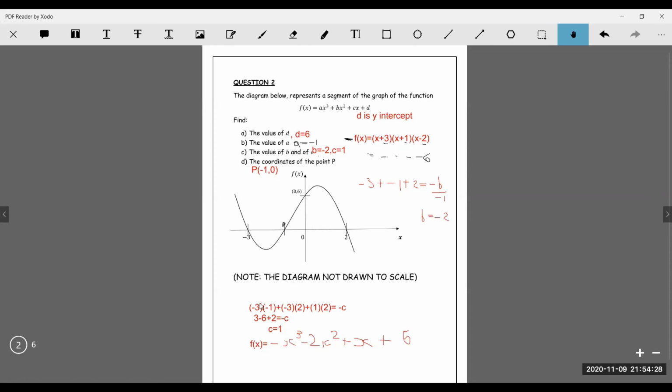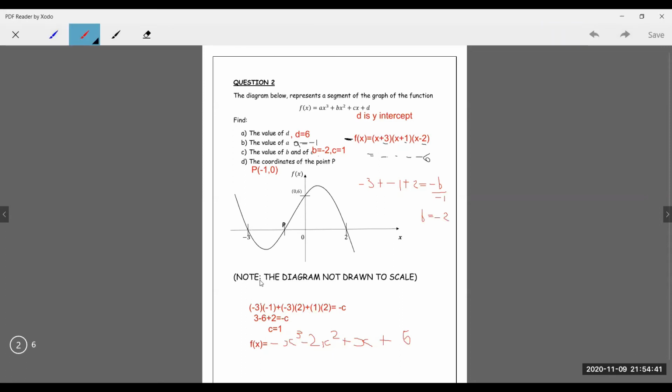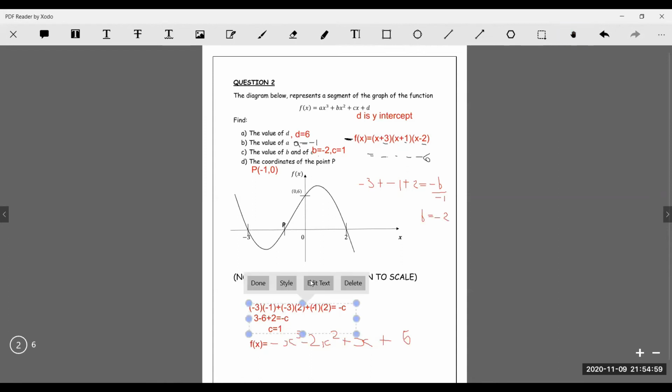Let's see our mistake. Minus 3 times minus 1 plus minus 3 times 2. All right, aha, here's the mistake now. 1 is not a root, it should be negative 1. So if we change this to negative 1, it makes the big difference. So scratch this. This part should be not 1, but negative 1.